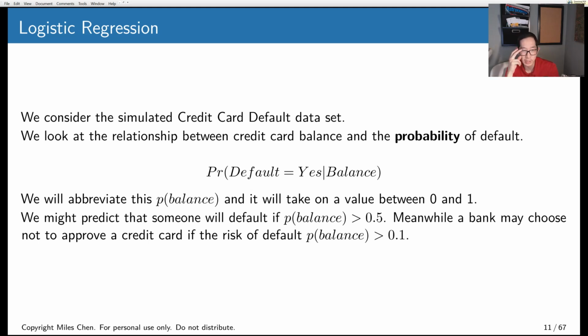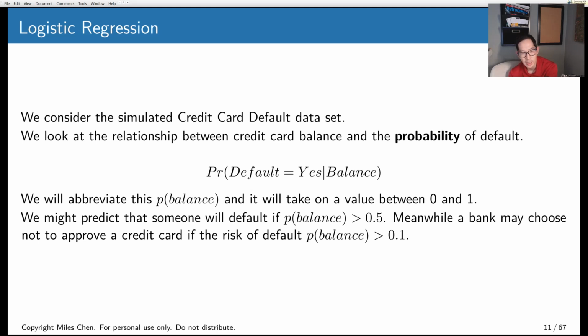And we're going to look at the relationship between credit card balance and the probability of a default. So we want the probability of default given balance, and this needs to produce some kind of probability. We're going to abbreviate this to a function, P of balance, because that's really the number we're going to work with. We want P of balance to be a number between 0 and 1, the probability of defaulting based on the balance.